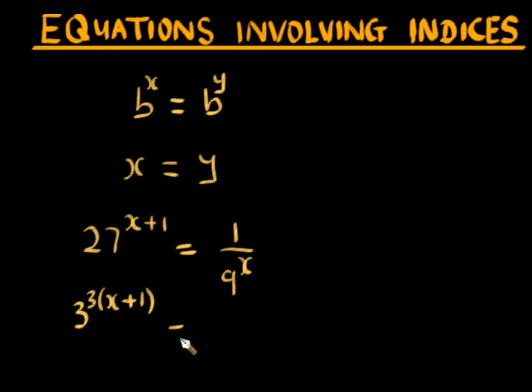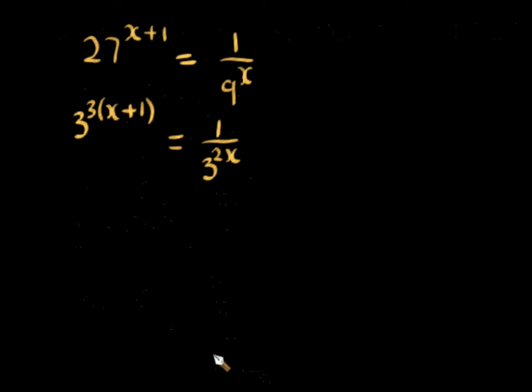Now, on this other side, we have 1 over 9x. 9 in index form will be 3 raised to power 2. Why is that? Because 3 times 3 gives us 9, so that gives us 3 raised to power 2, and let's not forget our x. We don't need to include this in the bracket because it's just one value. Now, moving on, we can choose to open up this bracket. This gives us 3 raised to power 3 times x, which is 3x, and 3 times positive 1 gives us positive 3.